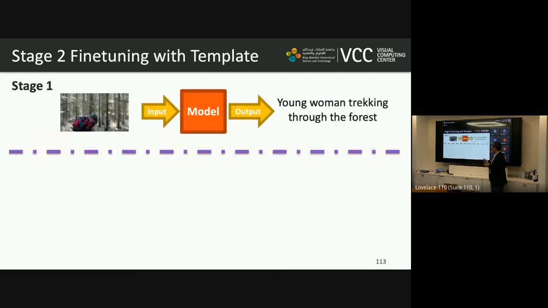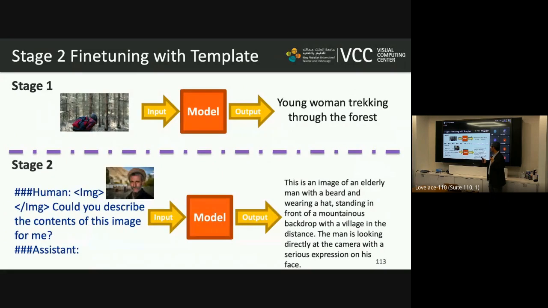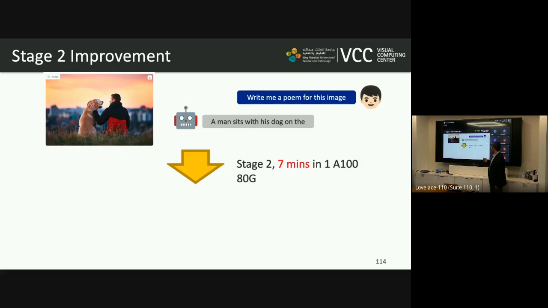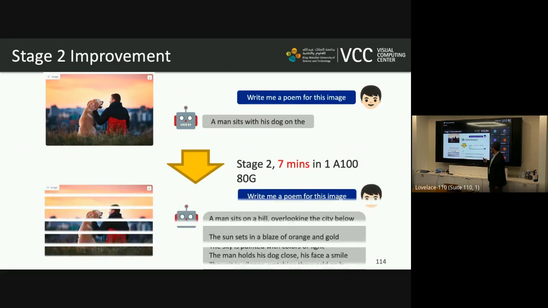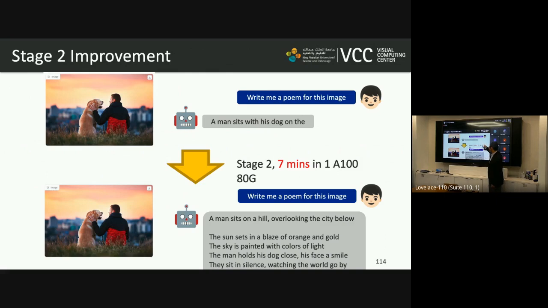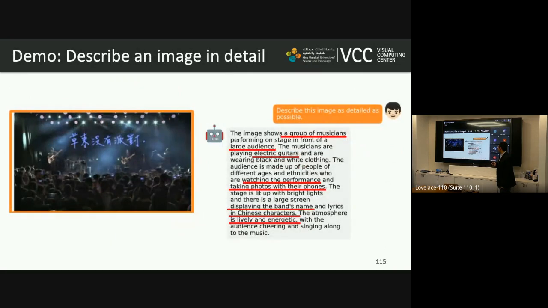And then this fine-tuning stage really helped a lot in making the model behave as well as it does now, despite taking only six to seven minutes to train. It got the model from the earlier behavior to generating descriptions about images, for example: the sunset, a man sits on a hill overlooking a city, the sunset in a palette of orange and gold. And I tried it on some other random images, and it seems to be working quite fine.